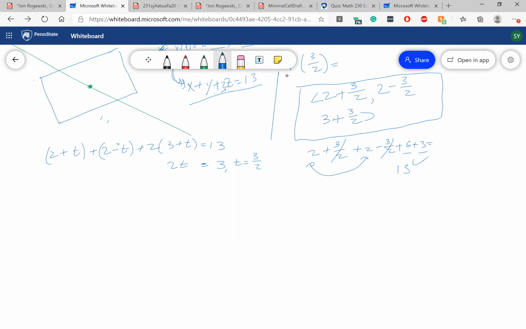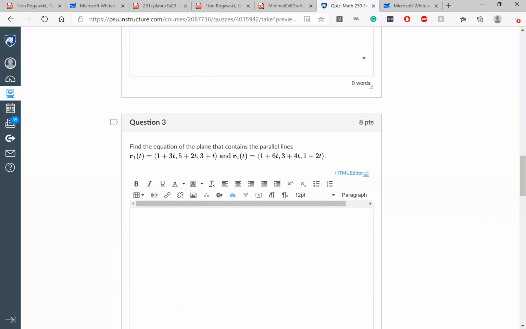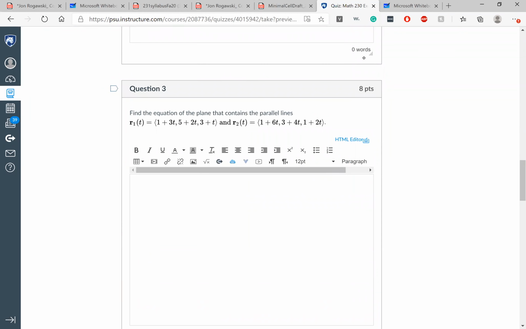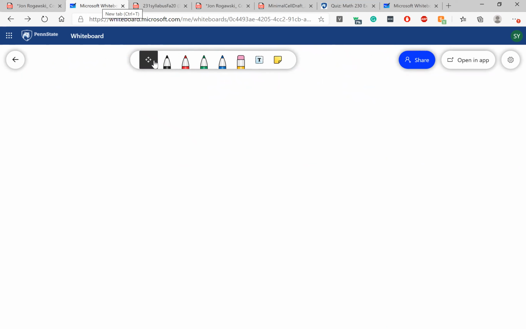Okay. Yeah. Thank you. So, find the equation of the plane that contains the parallel lines. Let's first try to think about a strategy we can use to solve the problem. If you have two parallel lines, here's one, and here's another, and we want to find the plane containing them.